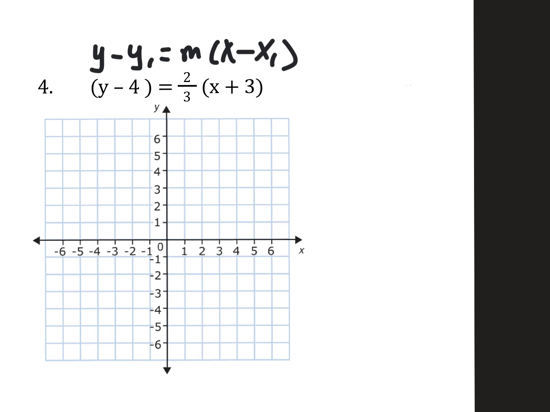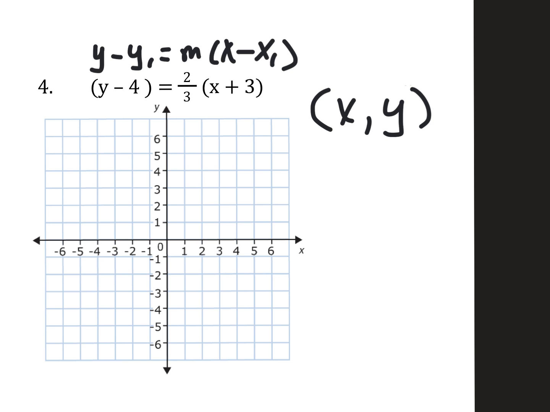Hey mathematicians, in example number 4, you will hopefully notice that this equation is in point-slope form. So the best thing to do is to start by figuring out what is the point that is embedded inside of those parentheses. And what makes point-slope form a little confusing is that when you're graphing a coordinate, the x comes first and the y comes second, but in the equation, the x is here at the end and the y is in the front.